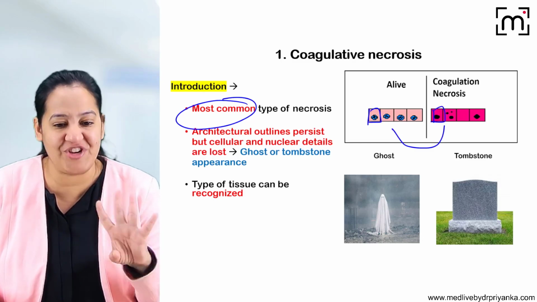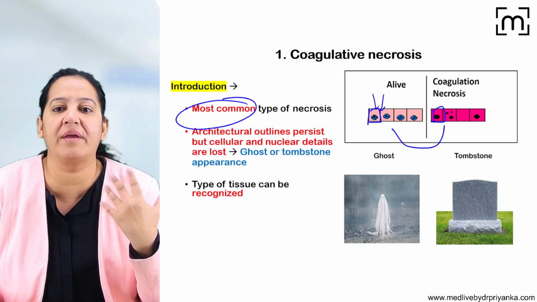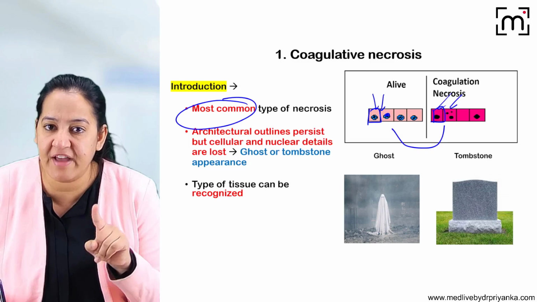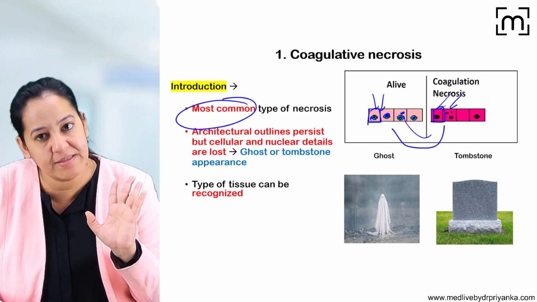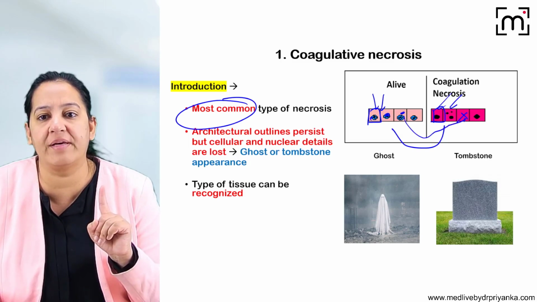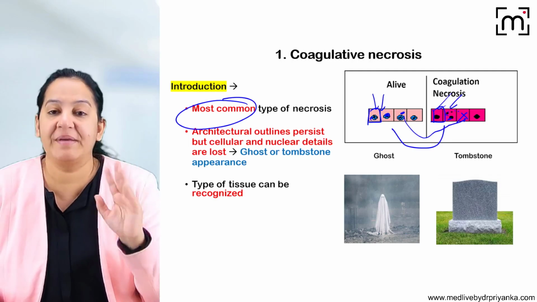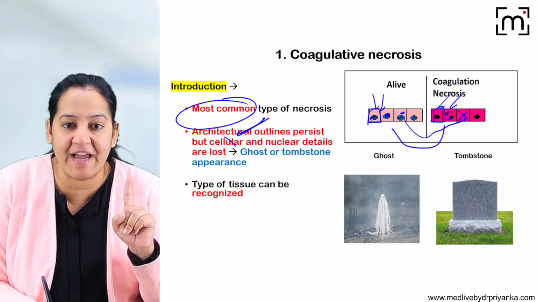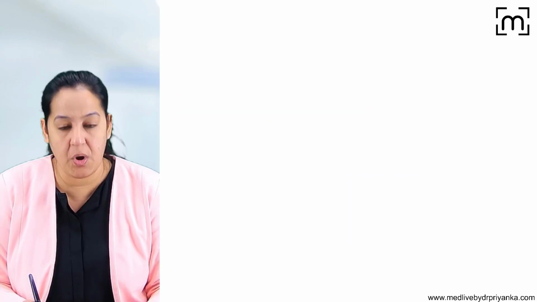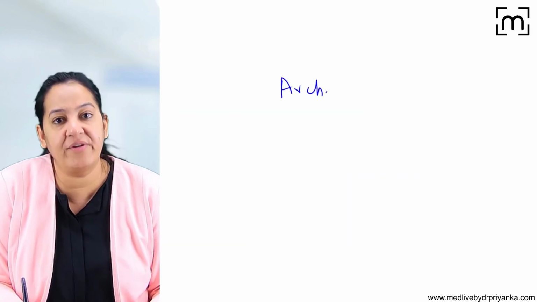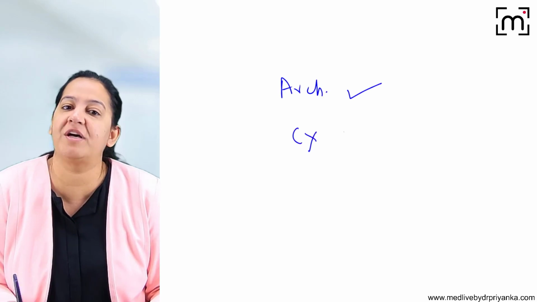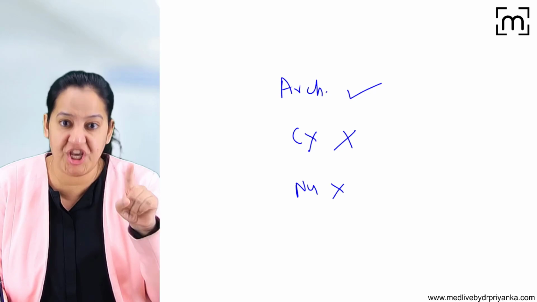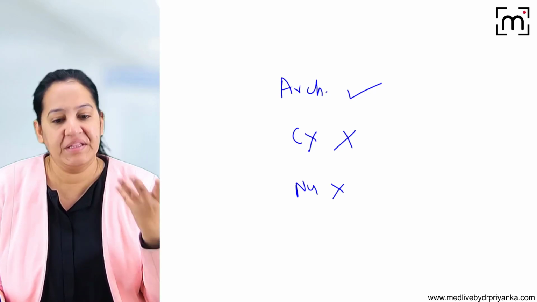But see the cytoplasm, it's changed. Whatever the color and amount was there, now there is a different color and different amount. So cytoplasmic details are lost. And see the nucleus. Here we have a uniform single nucleus. Here nuclear details are also lost. Some cells do not have a nucleus, some have a fragmented nucleus. So out of the three details, only architectural detail is persisting, but the cytoplasmic and nuclear details are lost. We can see only the shape of the cell, but the cytoplasm is gone, the nucleus is gone.